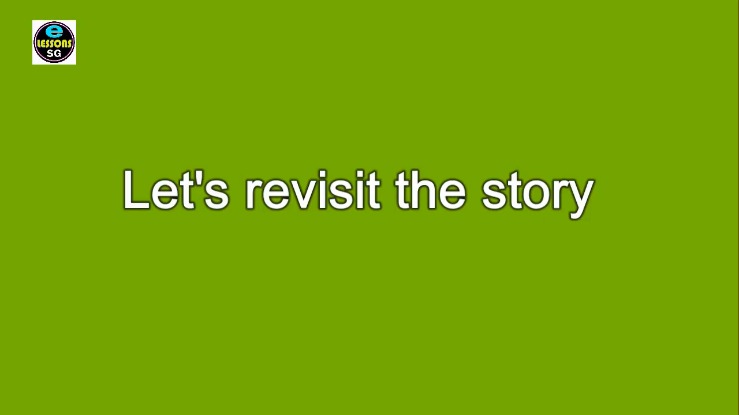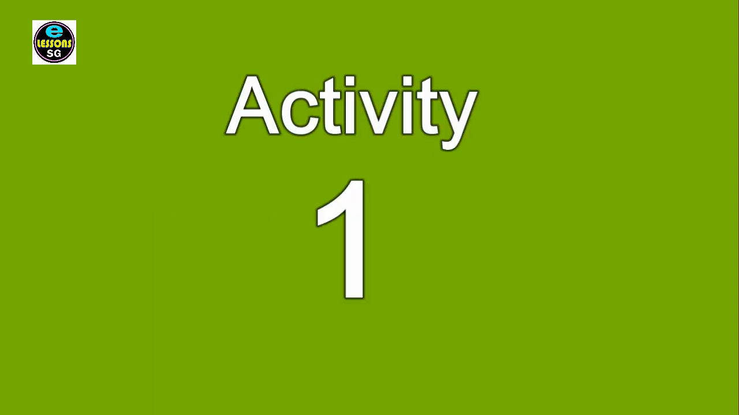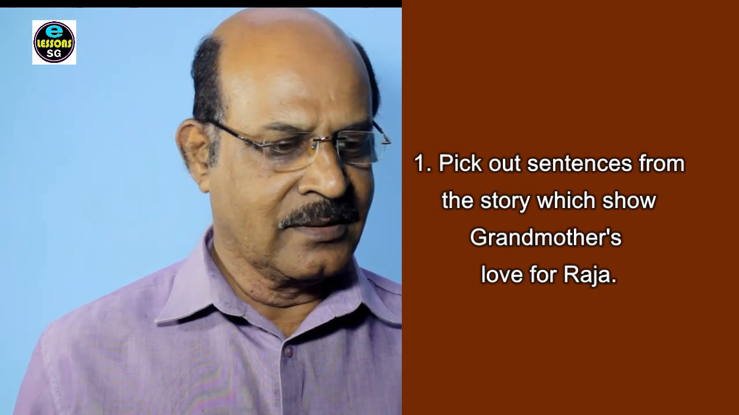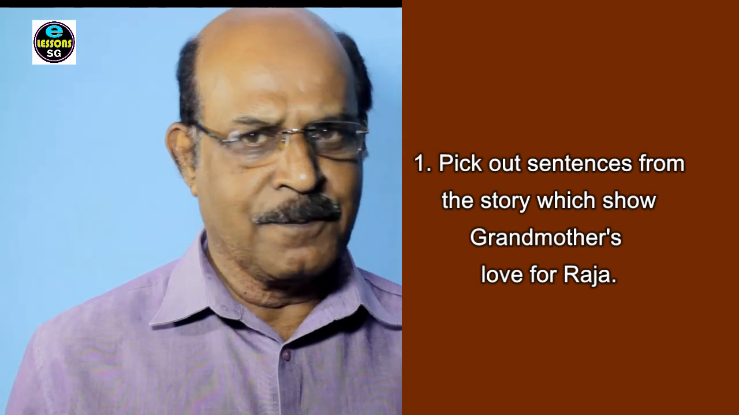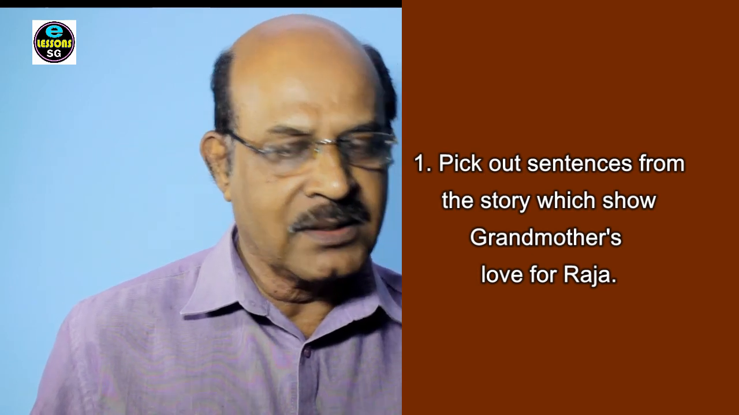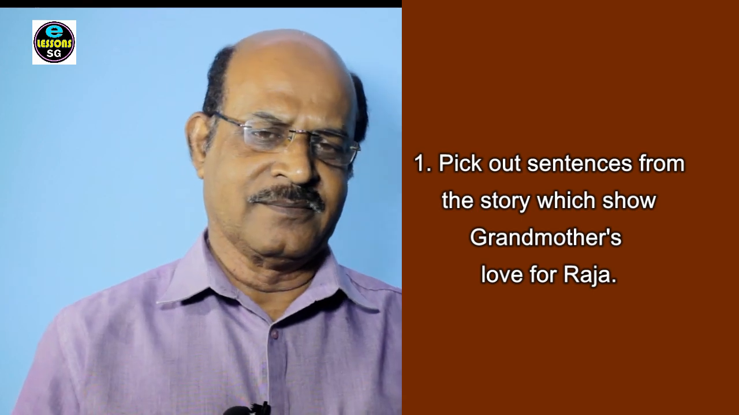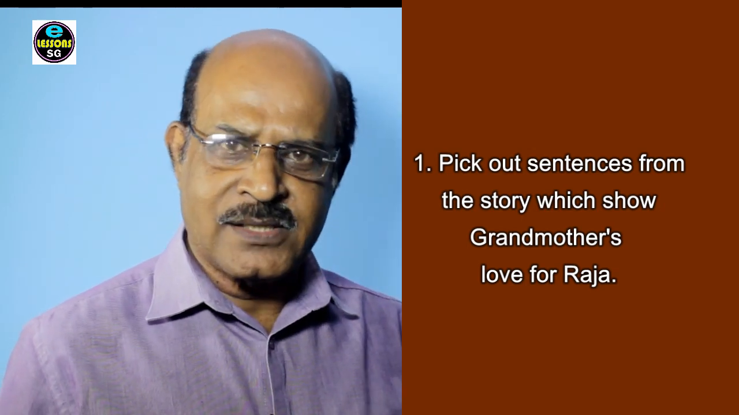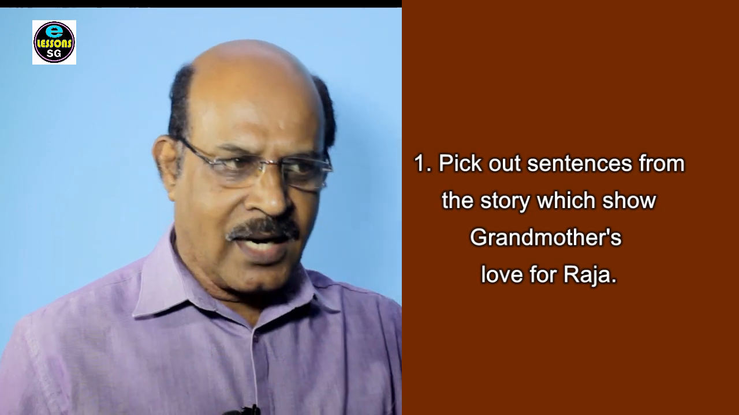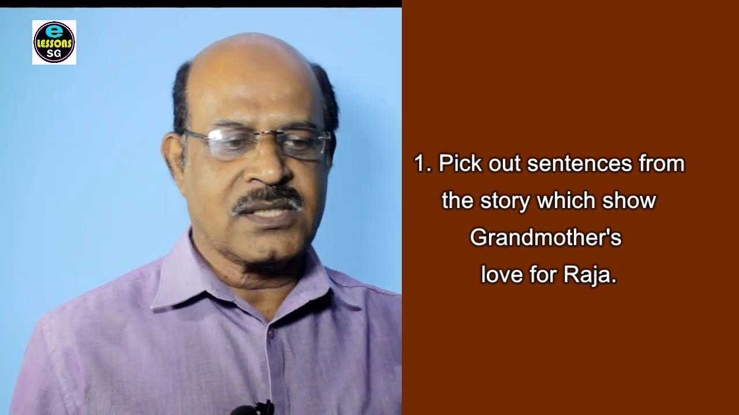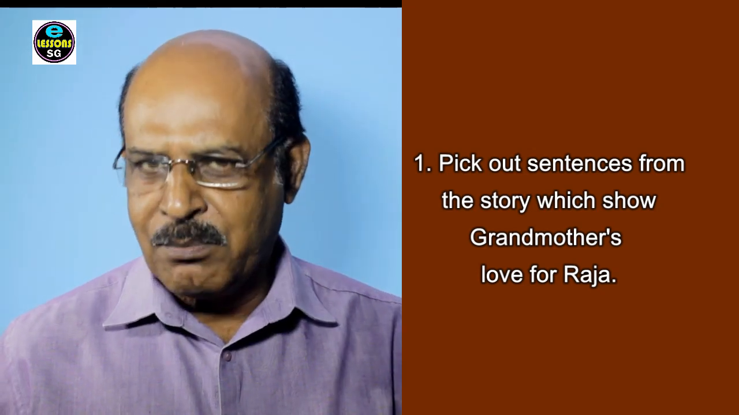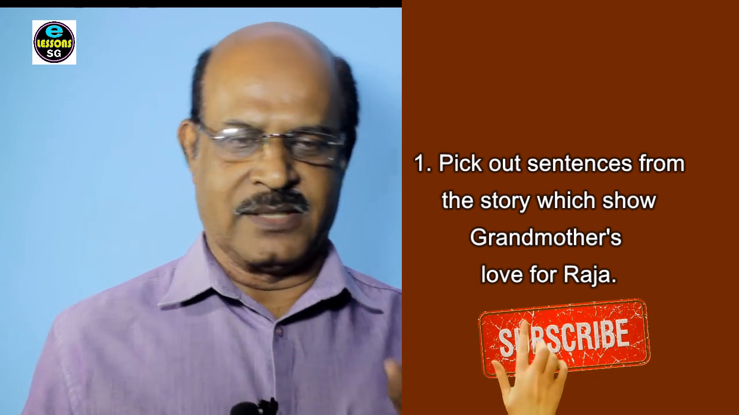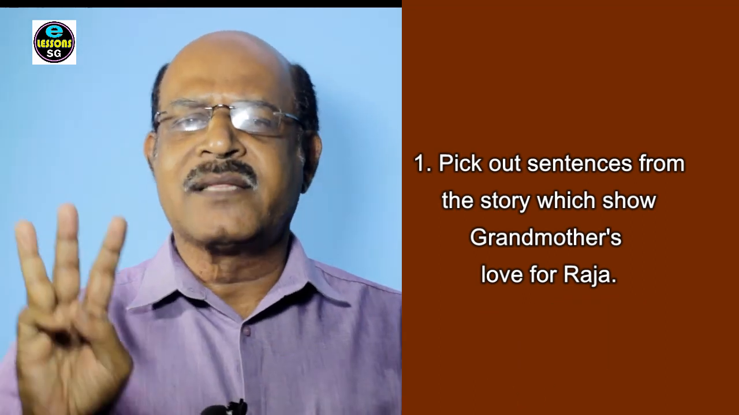The first one is, let's revise the reading passage. In that area, it is stated that pick out the sentences which show grandmother's love towards Raja. That was the first activity. I think that is very easy for you. You may please go through the textbook once again and underline the lines which show that grandmother has love for Raja. That much, you can pick out only three sentences.